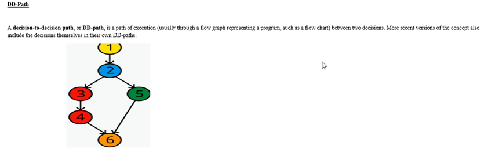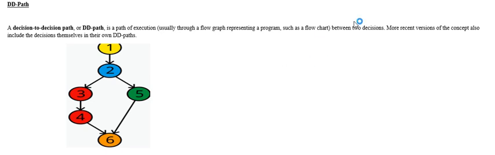Today we are going to learn about DD path in software testing. In software testing, DD paths, which means the decision to decision path, are the sequences of code between the decision points in a program, which means it is a path of execution where a flow graph represents a program, such as a flowchart between two decisions.